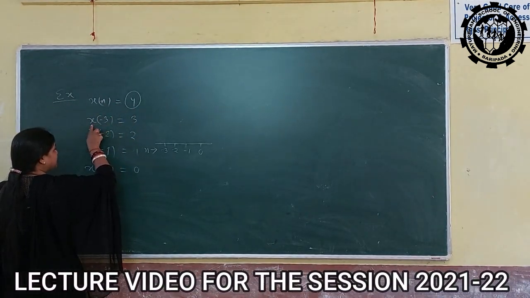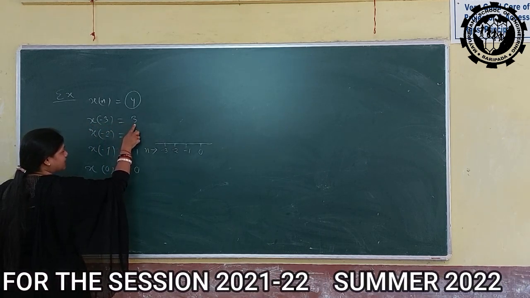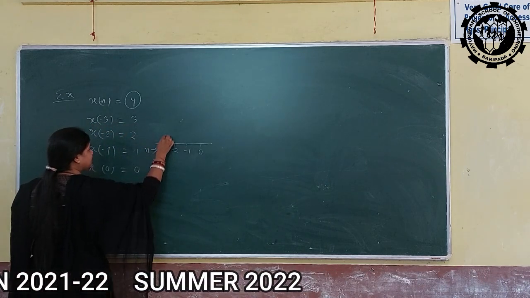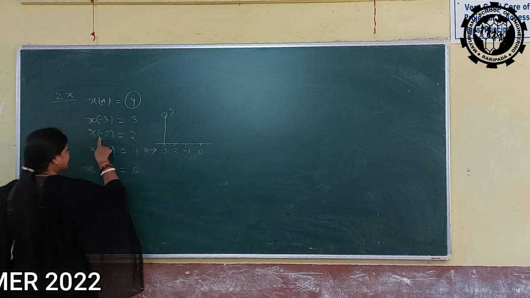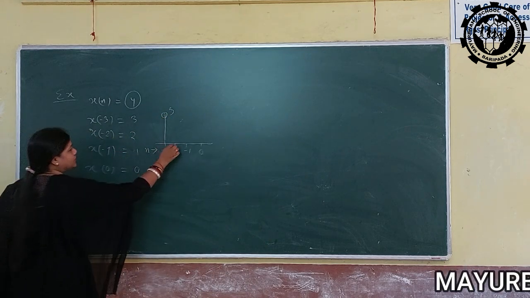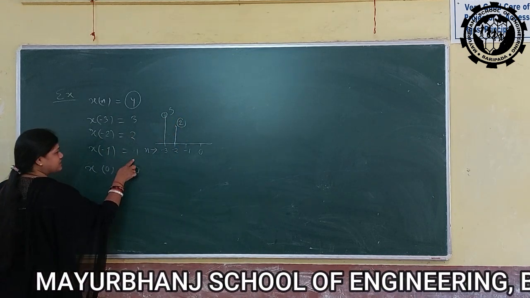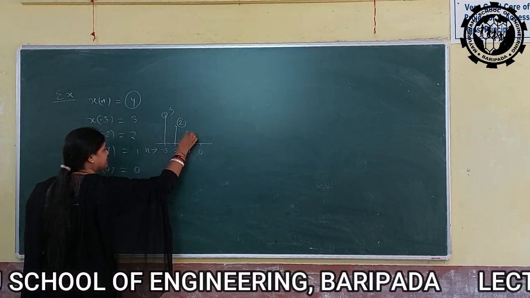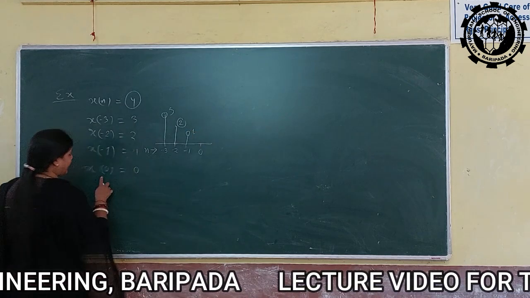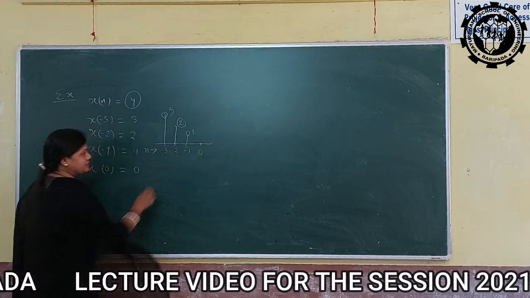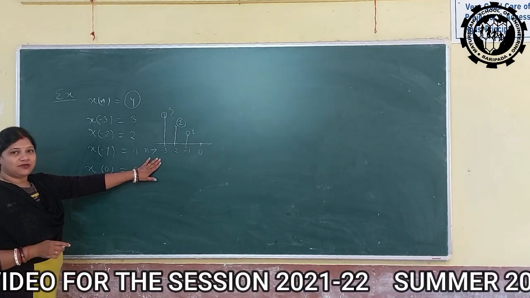So x of minus 3 is 3, and x of minus 2 is 2. And x of minus 1 is 1, and x of 0 is 0. So that is the representation of a discrete time signal.